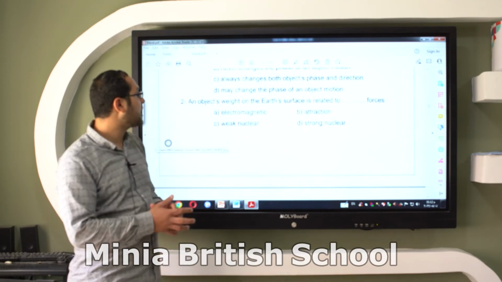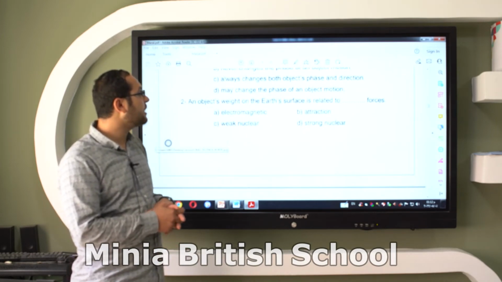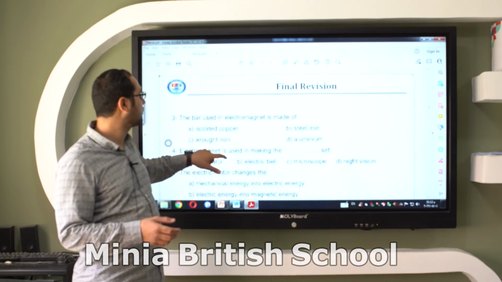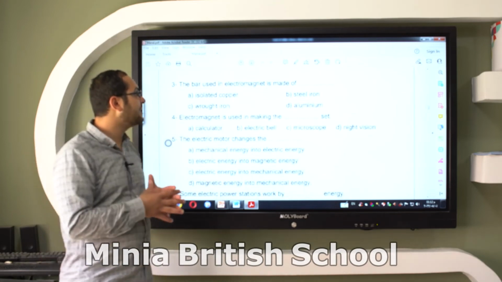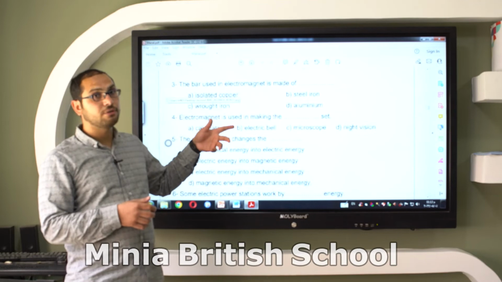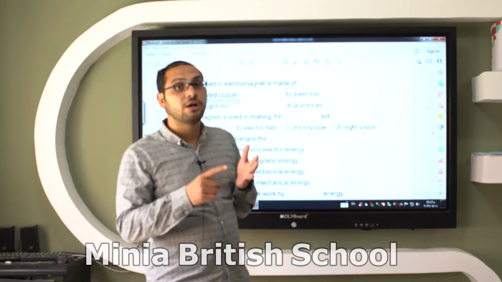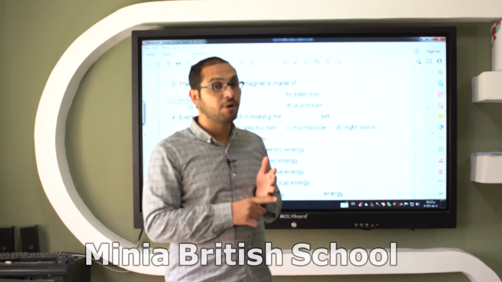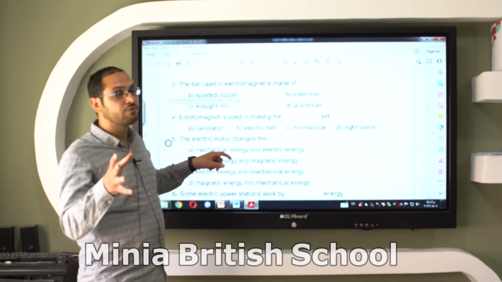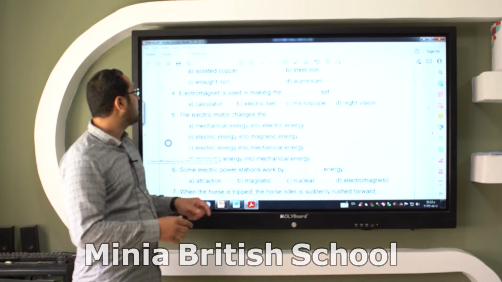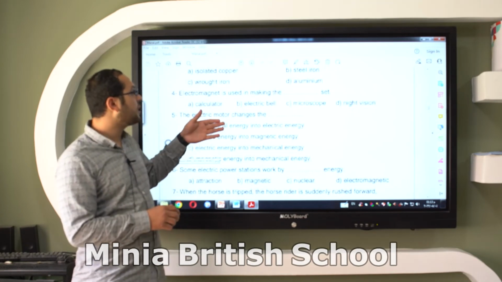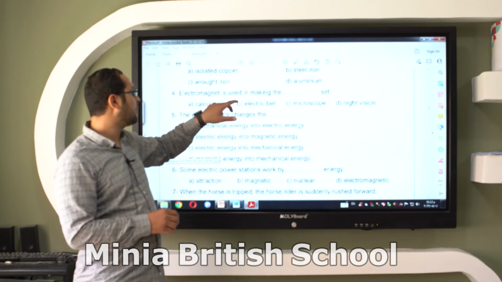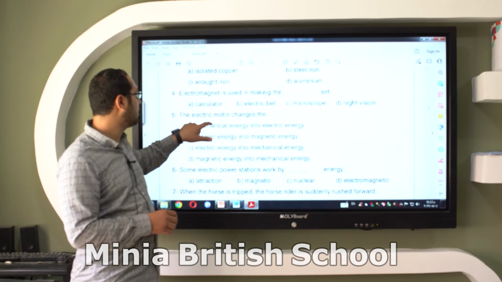An object's weight on the Earth's surface is related to the attraction forces. The bar used in an electromagnet is made of wrought iron, because the electromagnet consists of a wrought iron bar, copper coiling around this bar, and a battery or source of electricity. Electromagnets are used in making the calculator, electric bell, microscope, night vision. The correct answer, letter B, electric bell.